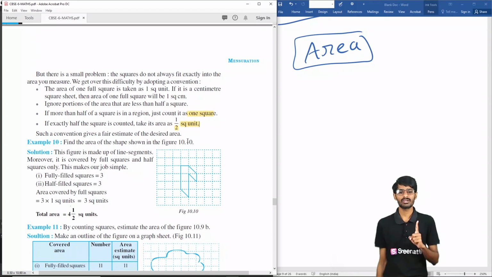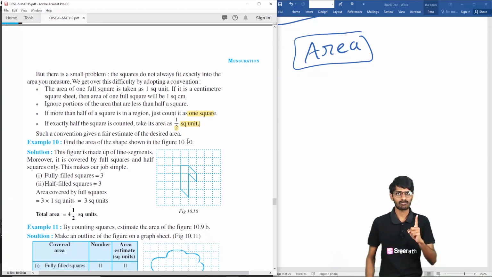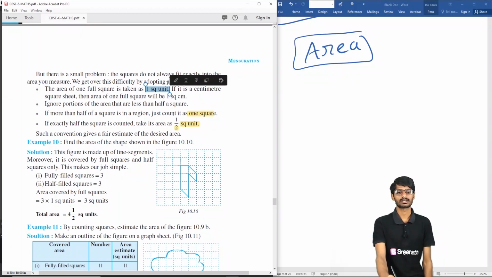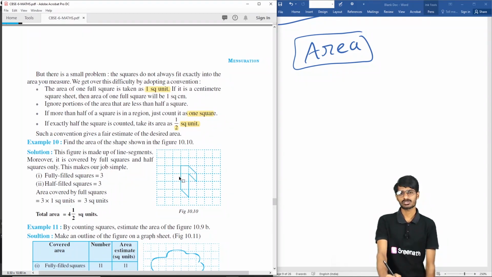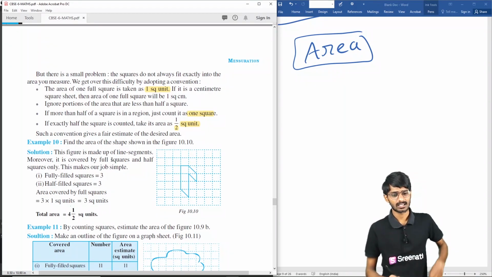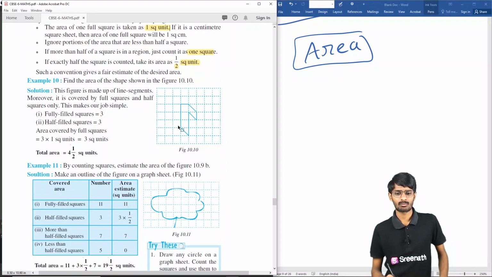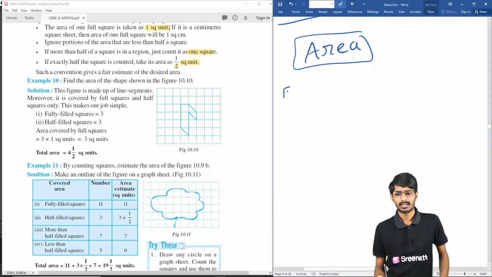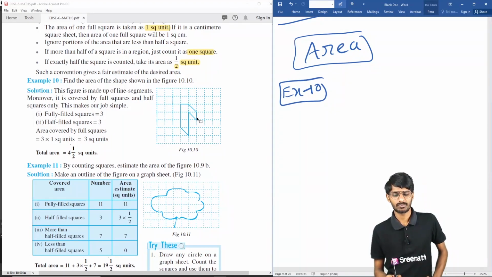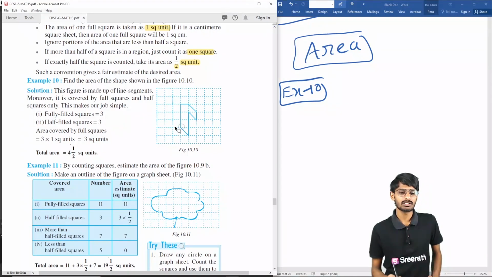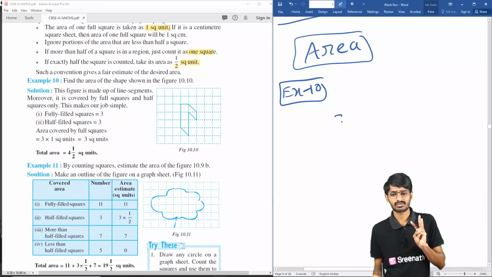And the area of one square is 1 square unit. If it is occupying 4 squares, then it is 4 square units, like that. So we will do this example so that we can understand. Example 10. Find the area of the shape. Here is the shape. It is occupying 3 full squares, first thing.